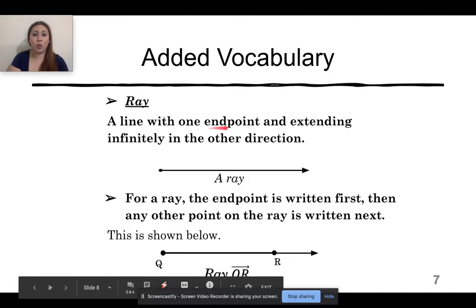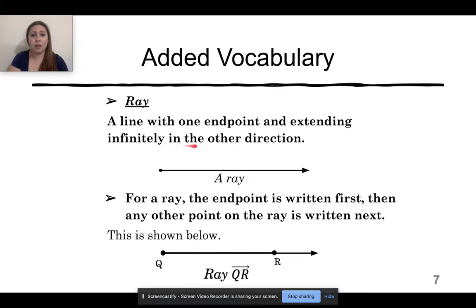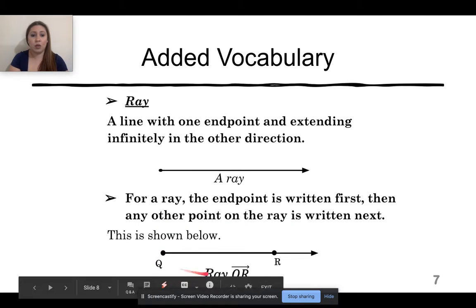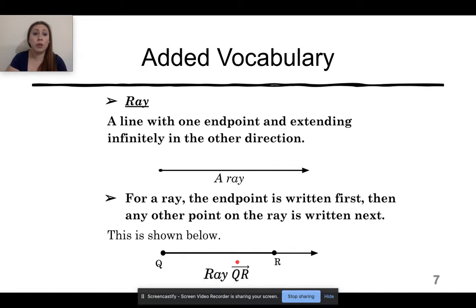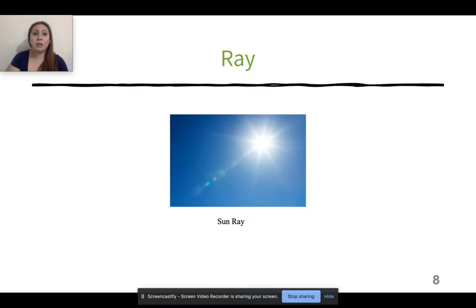A ray is a line with one endpoint and extending indefinitely in the other direction. So it has a point, and then it extends the other way with an arrow at the end. For a ray, the endpoint is written first, then any other point on the ray is written next. For instance, here is Q, R is past the endpoint, so I would write it as ray QR with only one arrow, not two. Two would mean a line, and I do not have a line, I have a ray. An example for a ray would be a ray of sunshine.